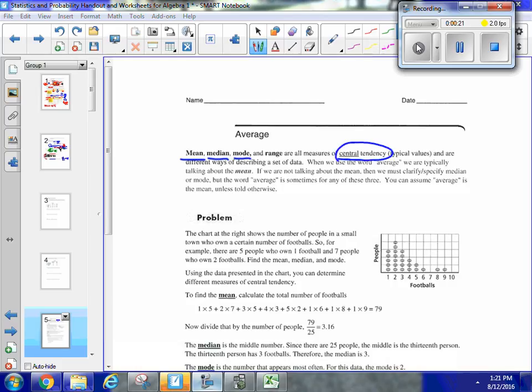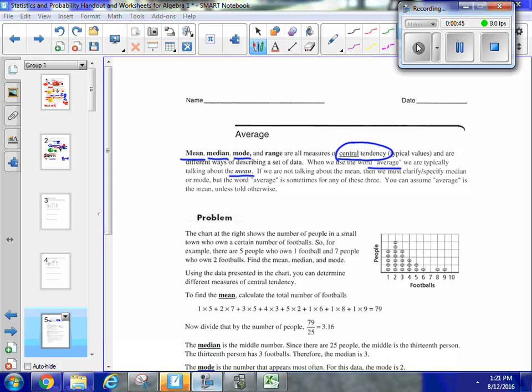In other words, given a bunch of data, a bunch of information, what's in the center of that? What's kind of the average? That's an important concept because it gives us a certain idea about the information. When we use the word average in common language, we are typically talking about the mean. So you might remember the mean.